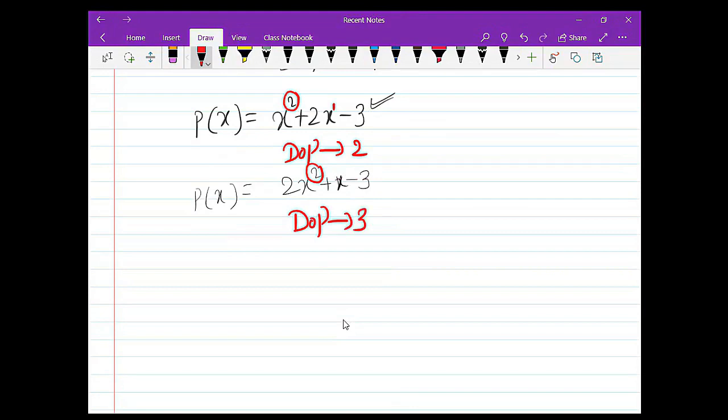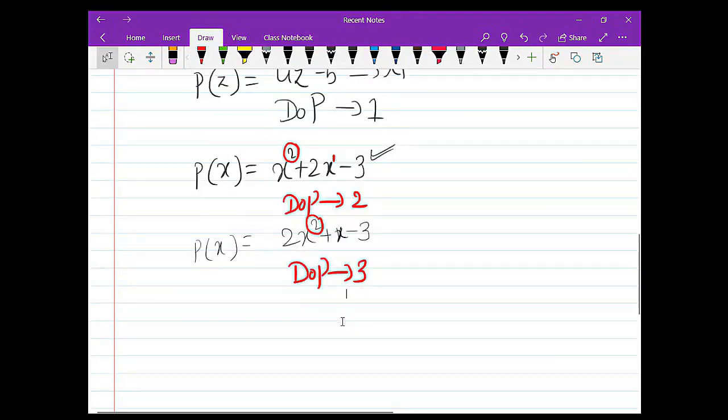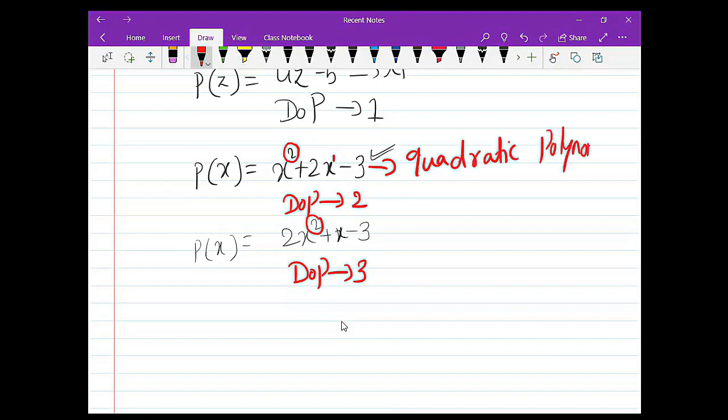Okay. Then if the degree of the polynomial is 2, we call it a quadratic polynomial. If the degree of the polynomial is 1, that is linear. If the degree of the polynomial is 2, then we call it a quadratic polynomial. So this one also is a quadratic polynomial, because the degree of the polynomial is 2 here.